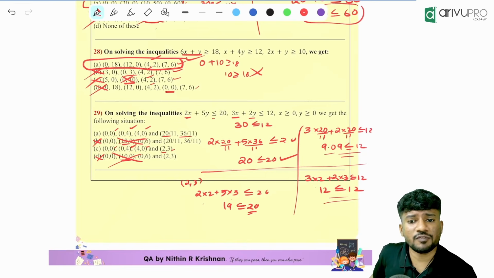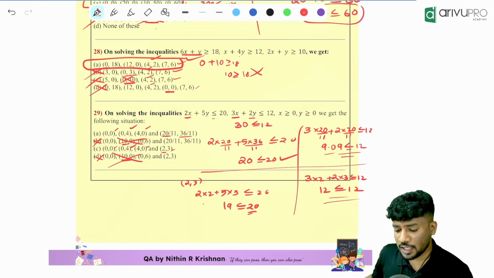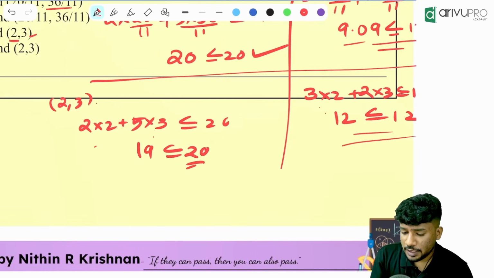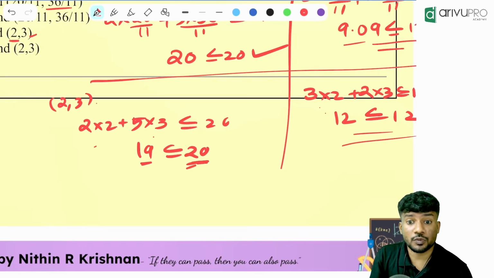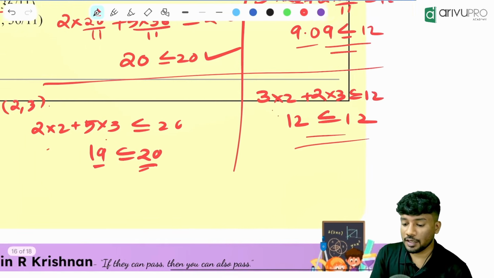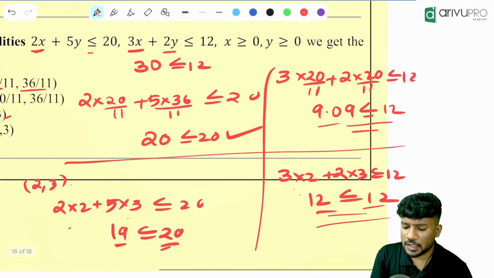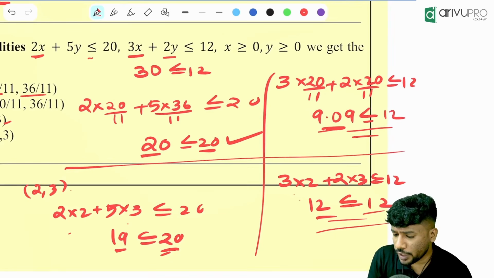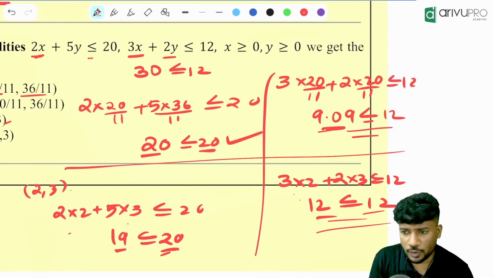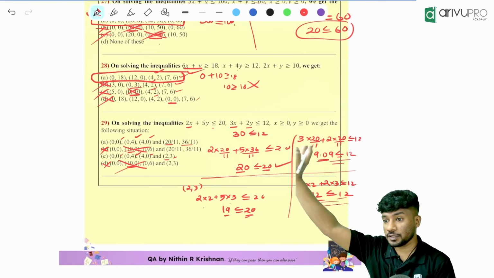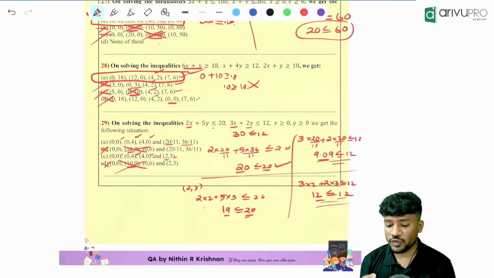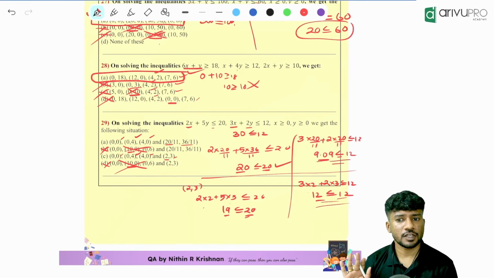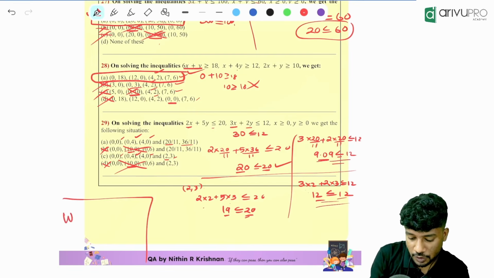But which one will you go for? Either C or A. Now if you ask me, in option C, it is going almost similar to 20, but not exactly similar to 20, but 12 is exactly similar to 12. But in the first case, 20 is exactly similar to 20 and 9.09 is almost going towards 12. Now you should remember this, people. Keep it in your mind. Which is the highest value over here? 20. 20 is the highest value. Whoever is satisfying, make a note of it.